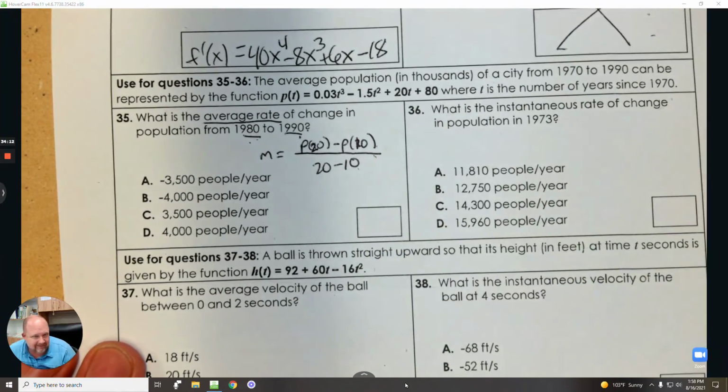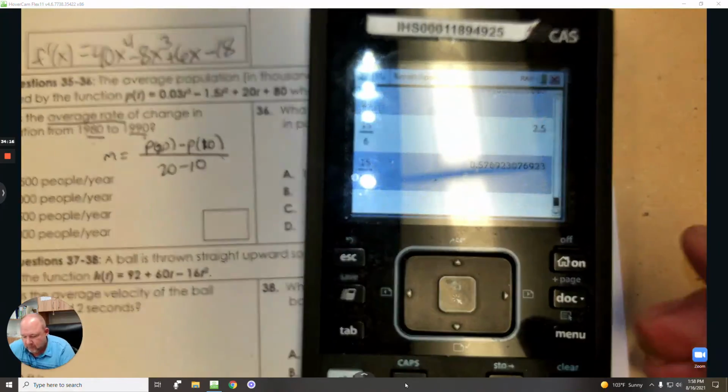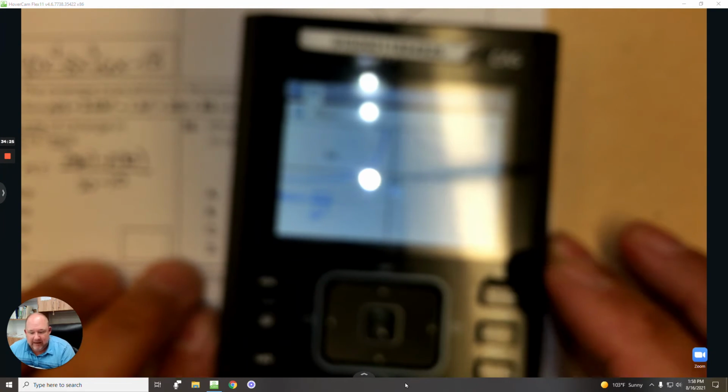And now I'm going to use my calculator to do the work. Now, I'm going to teach you again something to make it a little bit easier to work with. I want you to turn on your calculator, and we're going to define this function first. So we're going to pretend like we're going to graph it. I'm going to actually erase this.